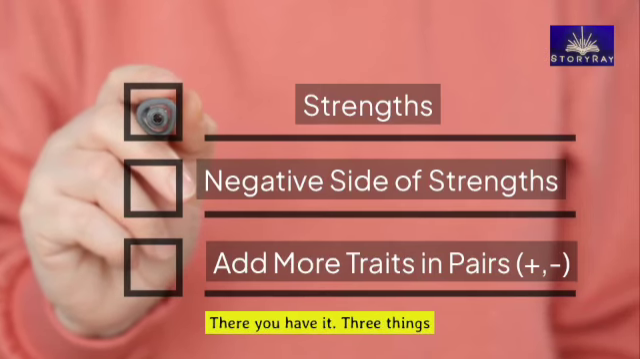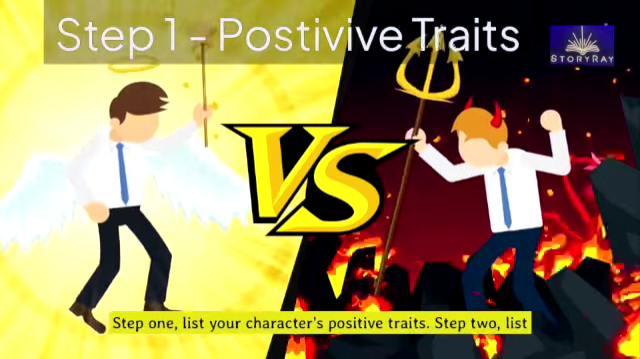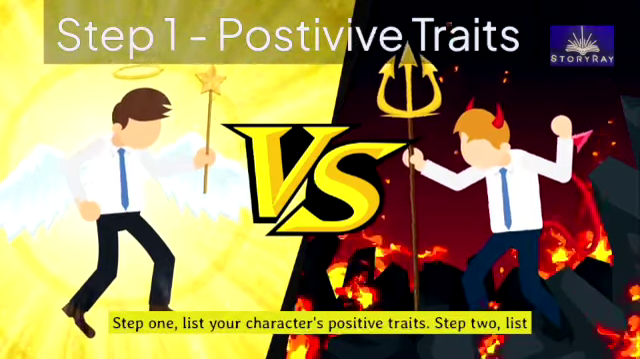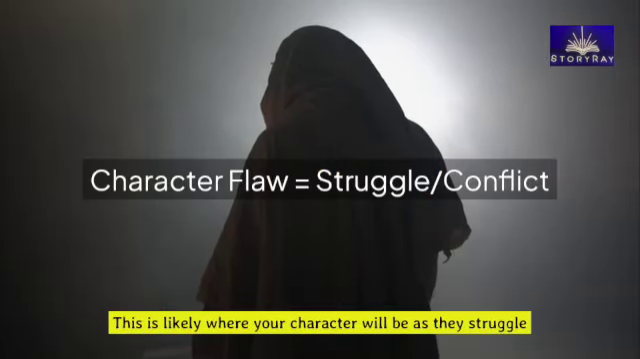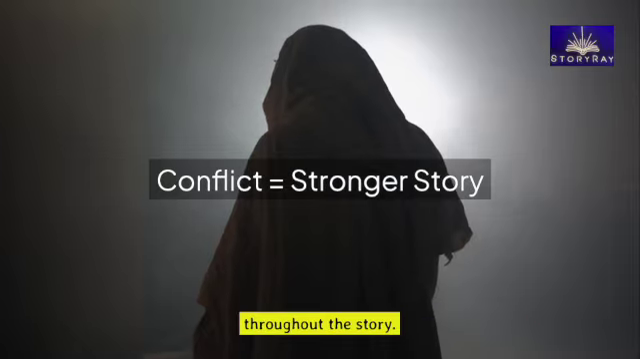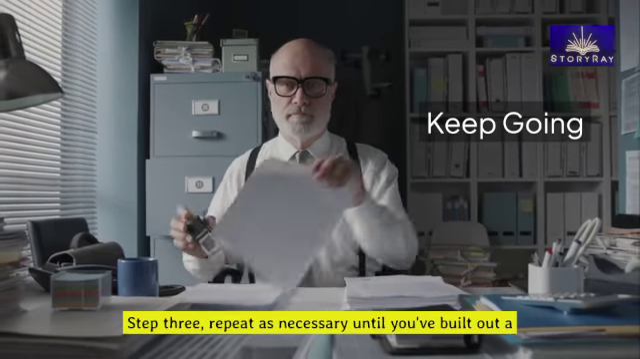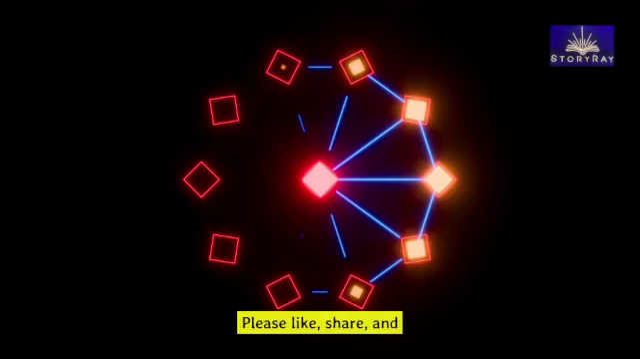There you have it. 3 things you can do to improve your story's characters. Step 1. List your character's positive traits. Step 2. List the negative side of those same traits. This is likely where your character will be as they struggle throughout the story. Step 3. Repeat as necessary until you've built out a realistic, multi-dimensional character.